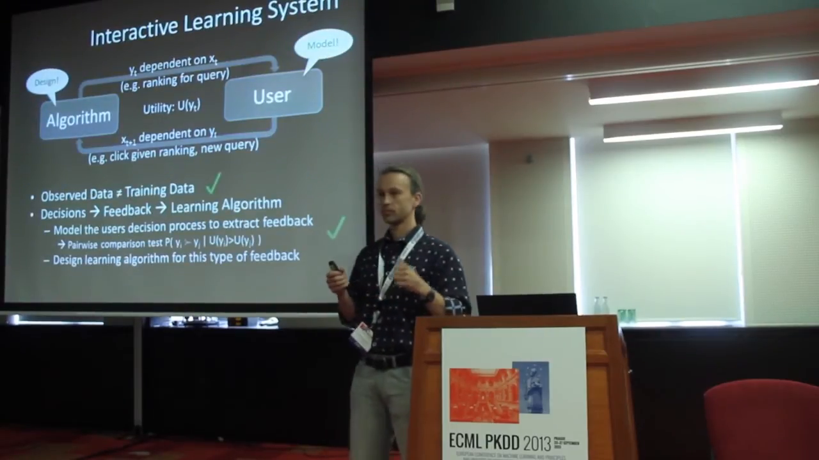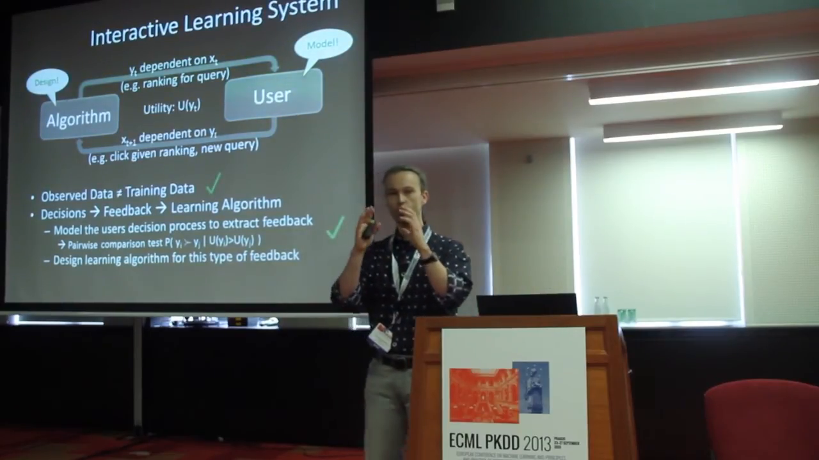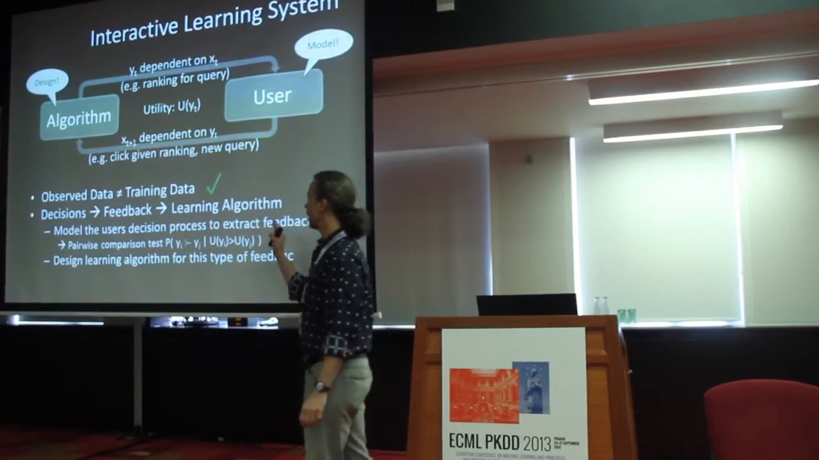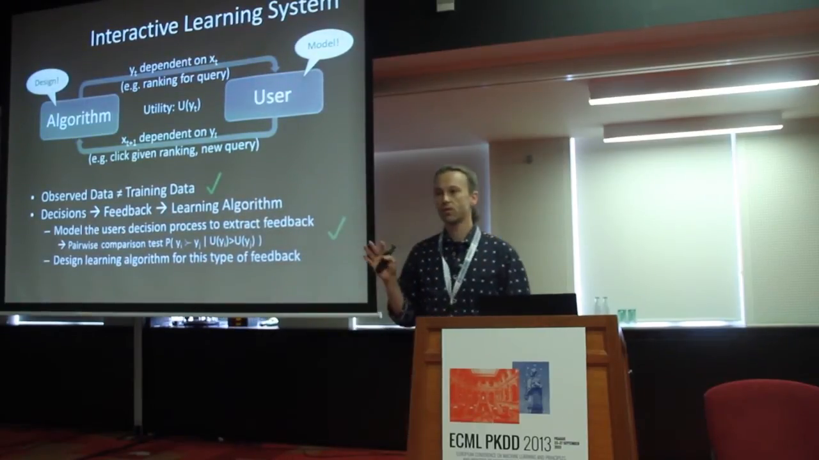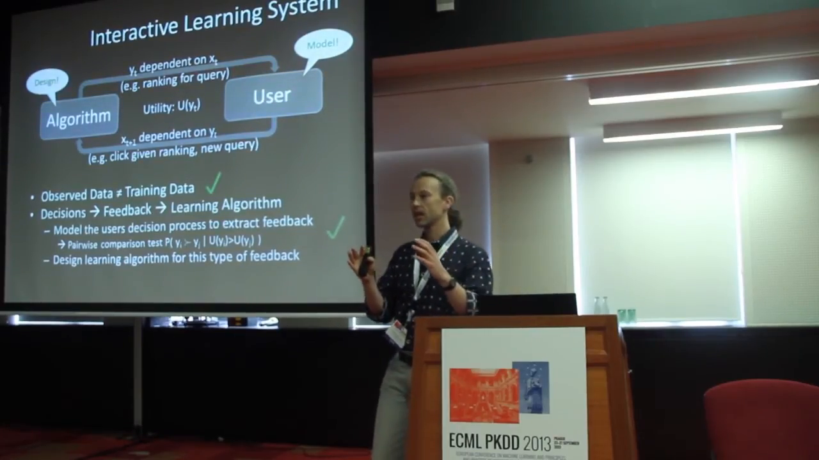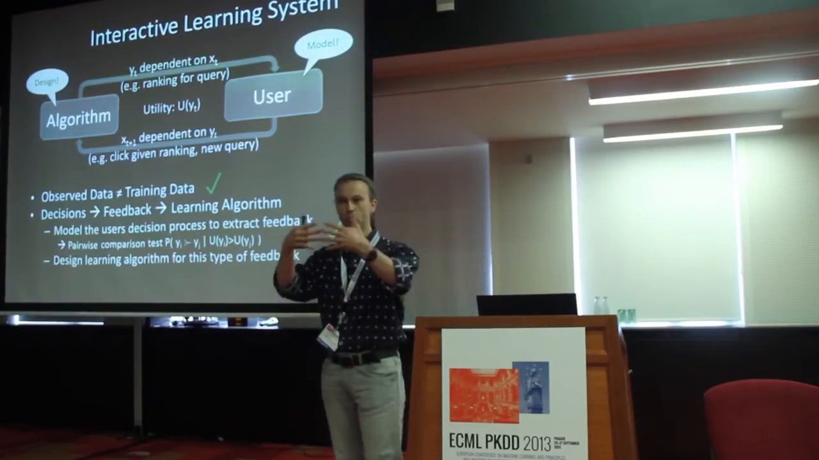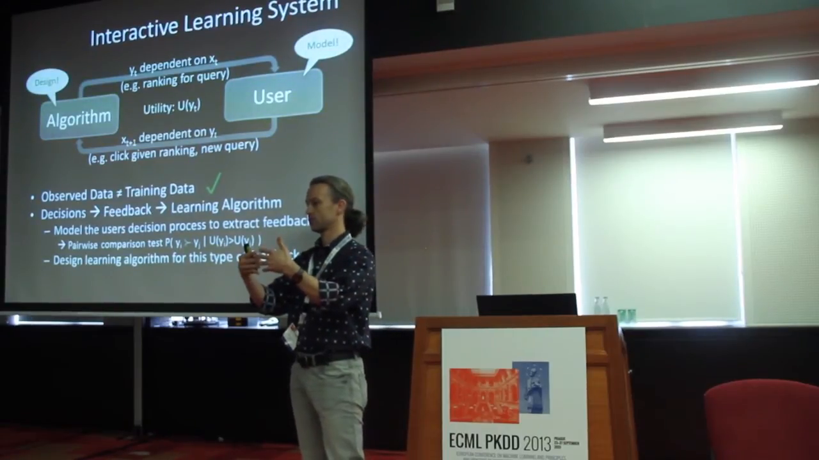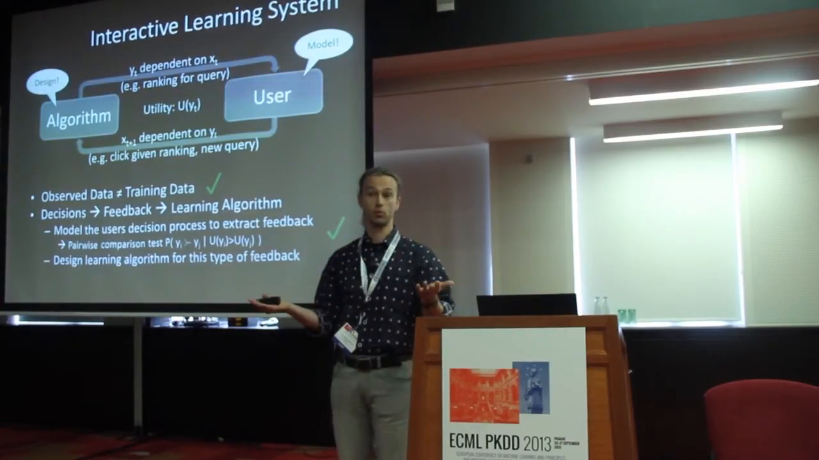Okay, so we've solved our first problem in one case, right? We've defined a model of the user's decision process, and then derived a way to extract feedback based on this decision model. And I think one of the interesting things about working in these interactive systems is that the algorithm actually has complete control over what it presents to the user. It can run these interactive experiments. It can do things like interleaving. It can be very creative in how it extracts information from the user. It's not a passive observer, but actually runs these interactive experiments. That gives you a huge design space to work in.